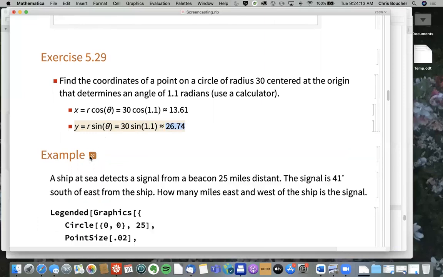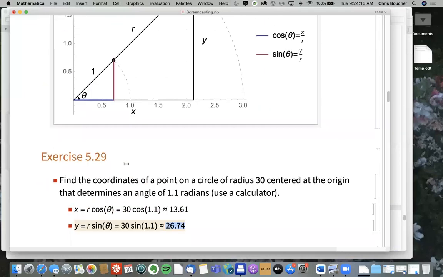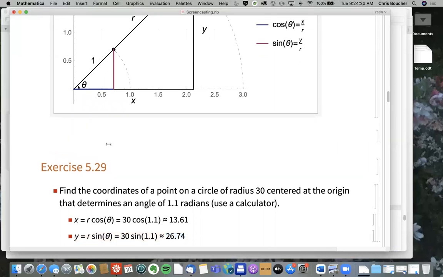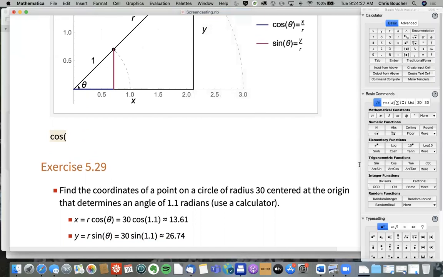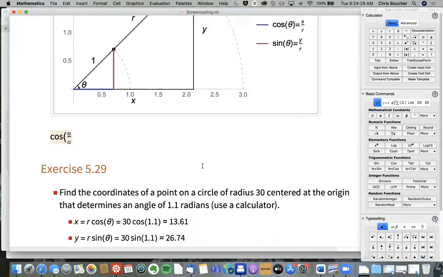Okay, I do want to do one other example here, one or two. Let's try to find the cosine of 14 over 3. Before we even do this, let's do 7 pi over 3. Let's try to figure this out.